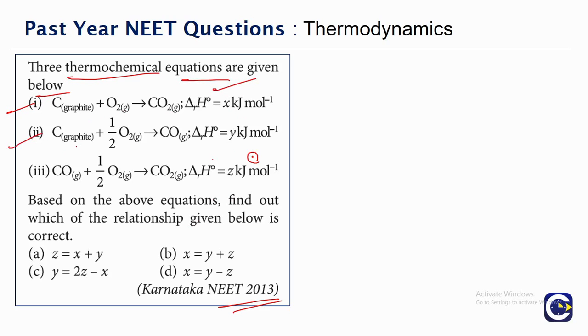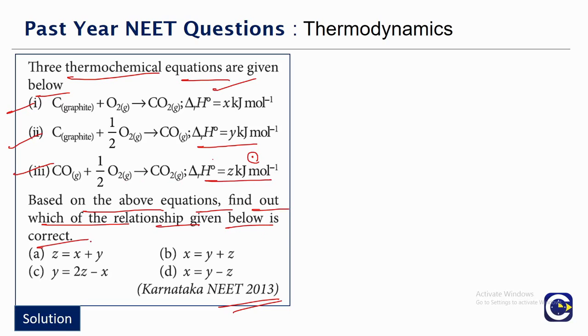The second equation: carbon graphite reacting with half a mole of oxygen to produce CO. The delta H for that reaction is Y kilojoule per mole. The third equation: carbon monoxide gas plus half a mole of O2 giving rise to CO2, with delta H of Z. Based on the above equations, find out which of the relationships given below is correct.